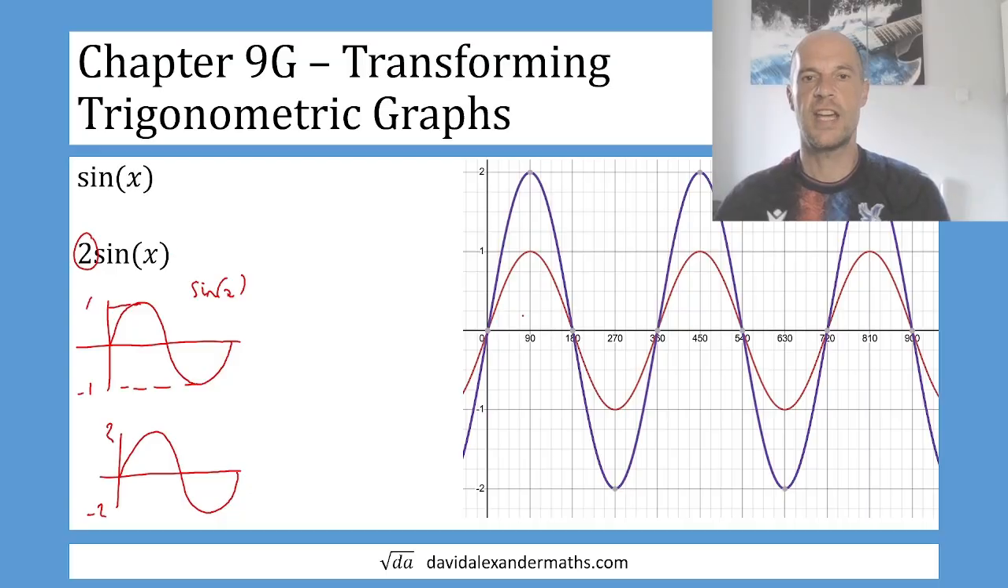So let's just take a look here. Here is the red sine curve and the blue. So the red is the sine of x and the blue is 2 sine x. So it's cutting through at the same points. The only difference is it's just being stretched vertically with a scale factor of 2. If it was 3 sine x, it would be stretched with a scale factor of 3, so the maximum would be 3.